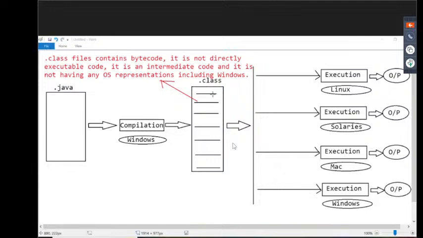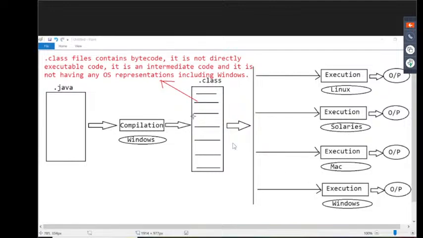If you want to execute this neutral code on all the operating systems, first of all, this neutral code must be in Linux representation. This neutral code must be in Solaris representations. This neutral code must be in Mac representations. This neutral code must be in Windows representations. Please all recognize the point I'm telling you now.